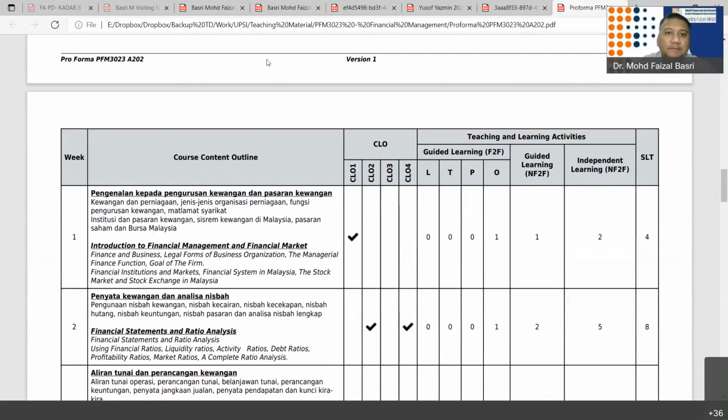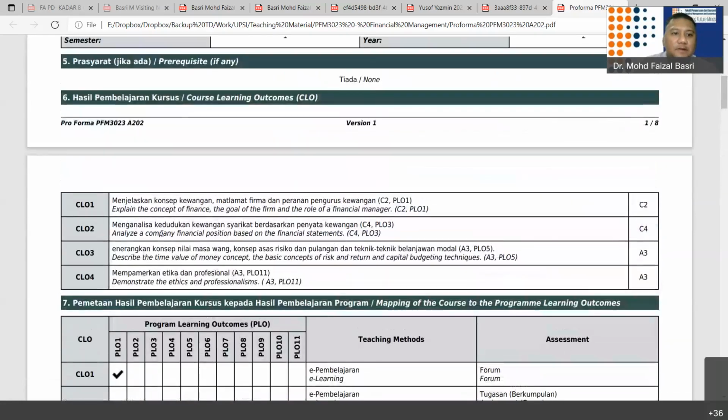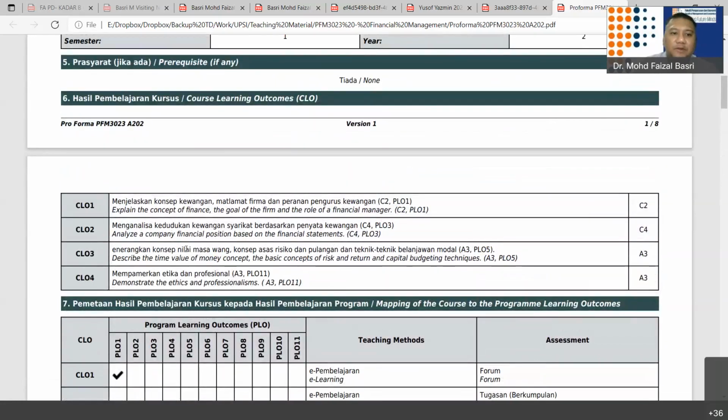Okay, and under pro forma, I guess you know how to read this. Okay, under the pro forma teaching and learning activities, here we have weeks. So altogether in 1 semester, we have 14 weeks. Okay, 14 weeks. And the CLO is the course learning outcomes, the one that we discussed earlier.